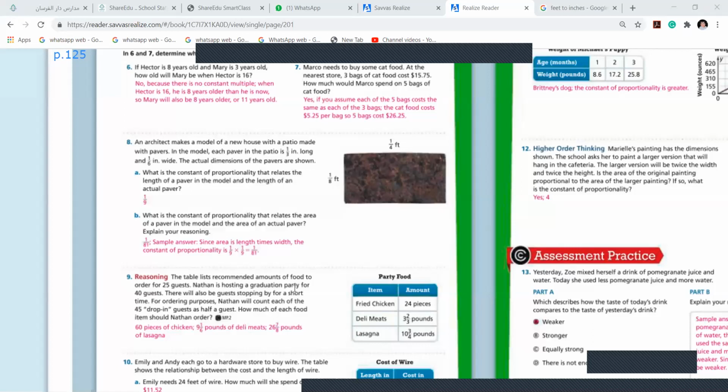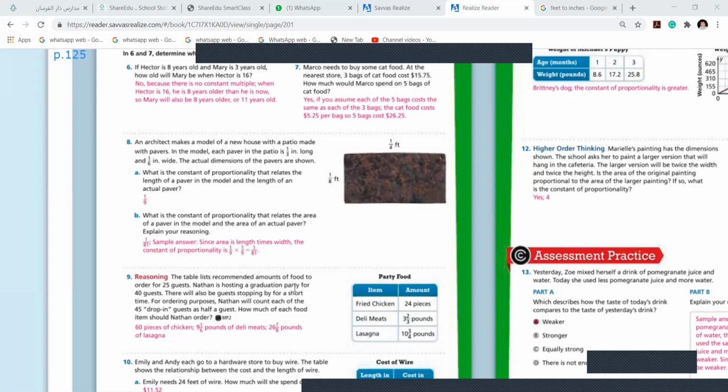An architect makes a model of a new house with a patio made with pavers. In the model, each paver in the patio is 1/3 inch long and 1/6 inch wide. The actual dimensions of the pavers are shown.